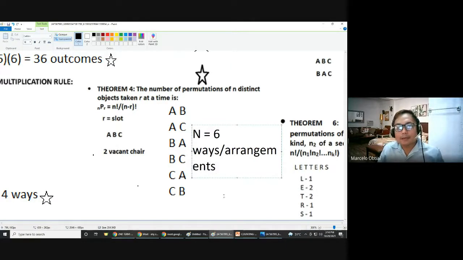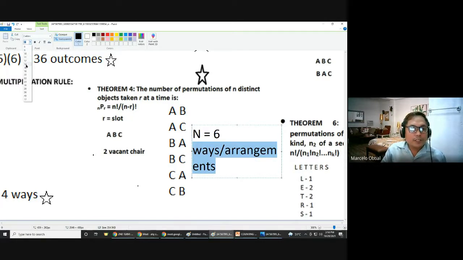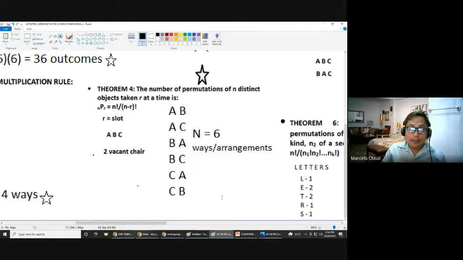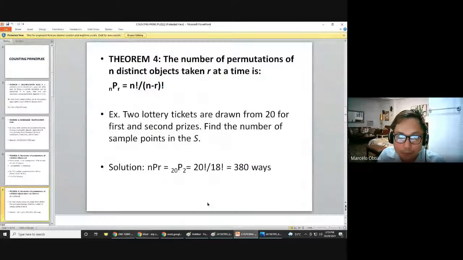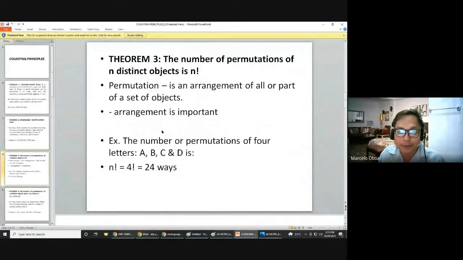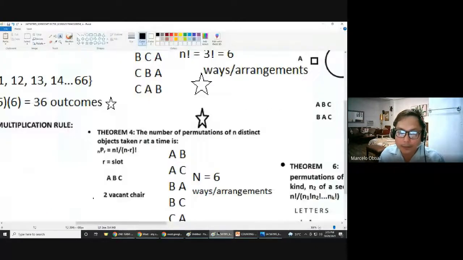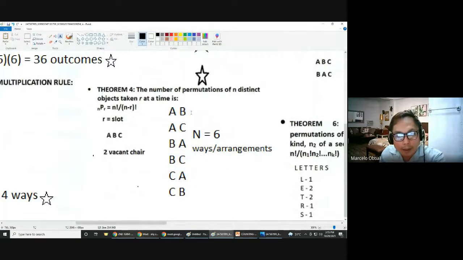So anong ginamit natin, sir? Arrangement is important. Okay? Balikan natin ang meaning ng permutation sa itaas, doon sa ating representation. Arrangement is important. Under permutation, A and B at saka B and A are different. Klaro? Under combination, they are the same.